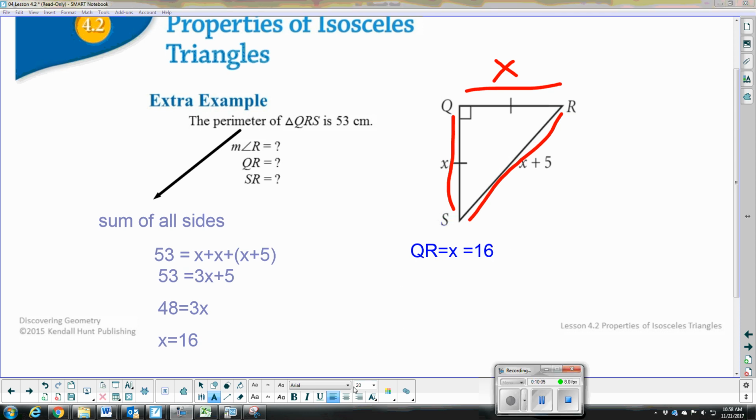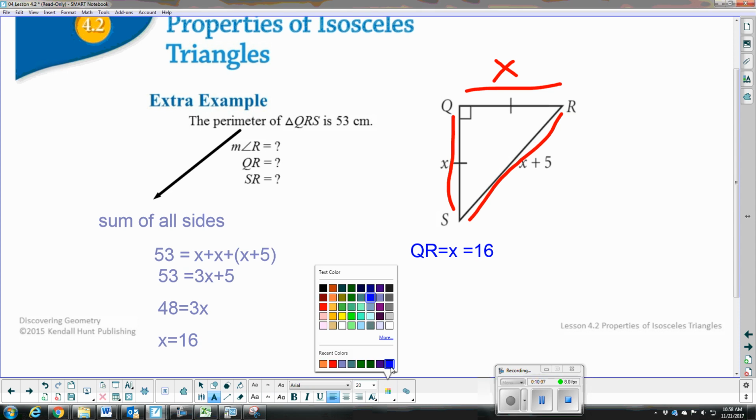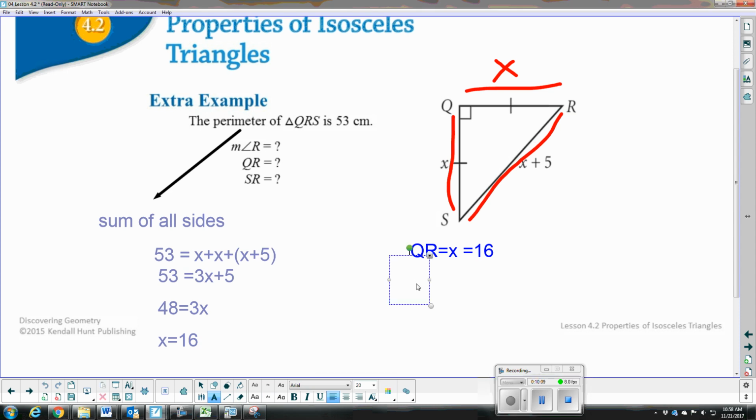And then looking for SR, we know that SR equals x plus 5 and x equals 16. So x plus 5 is equal to 16 plus 5, which equals 21. So QR is 16, SR is 21.